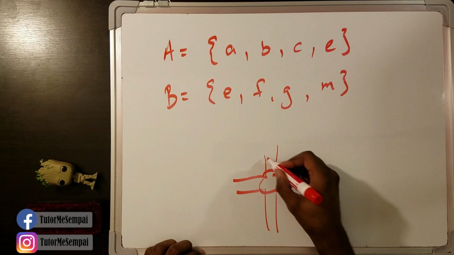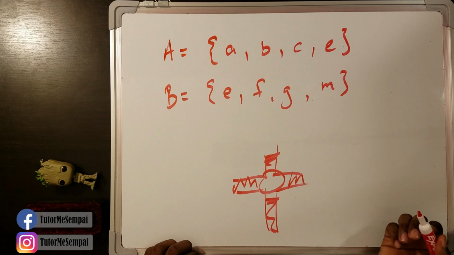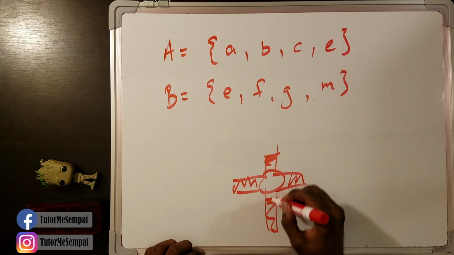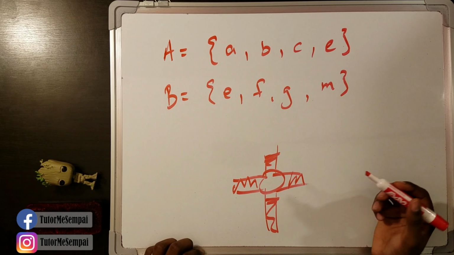What's in common? You don't really care about what's not in common. That's not in the intersection, right? The intersection only happens where they cross. So where do these cross? What do they have in common with each other?